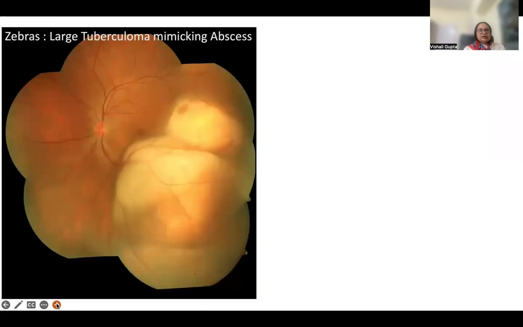Now, let's see what could be zebras in the choroid. A large tuberculoma which mimics an abscess. This is a zebra because though it could be TB, it could still be metastasis, it could still be fungal. So you will have to rule out all other possible etiologies before believing it to be TB.